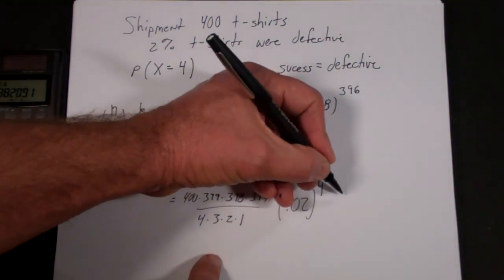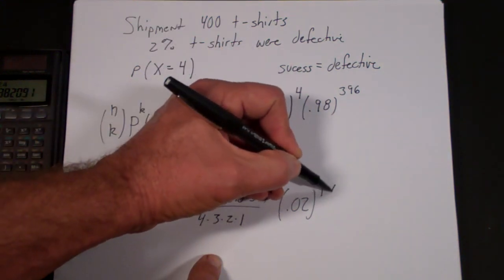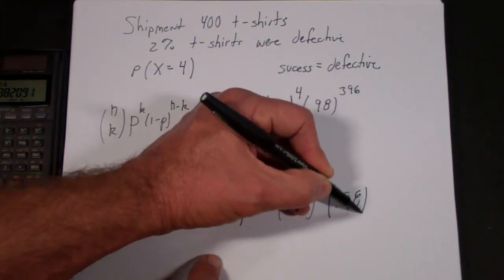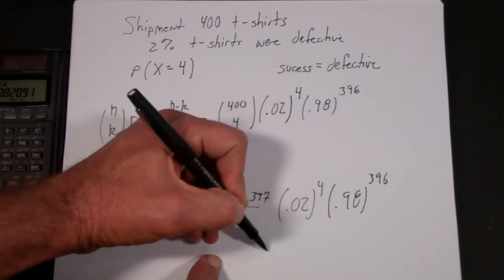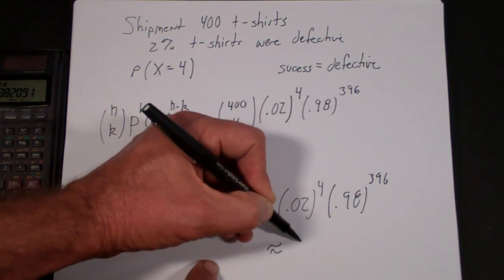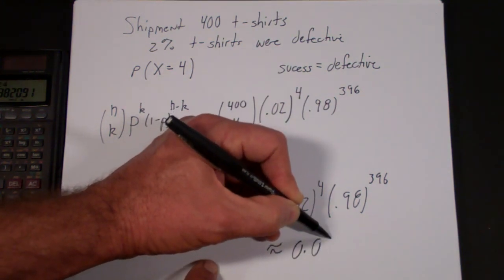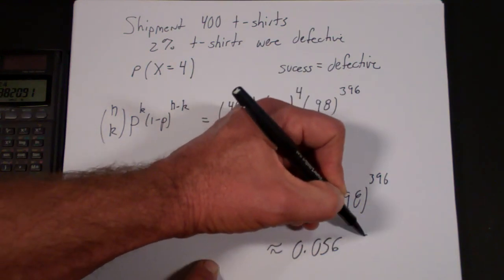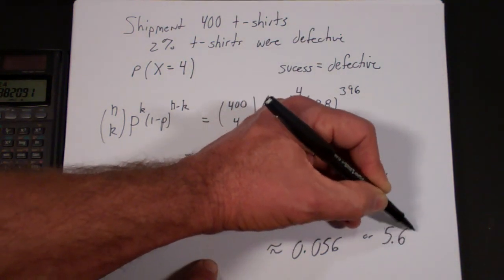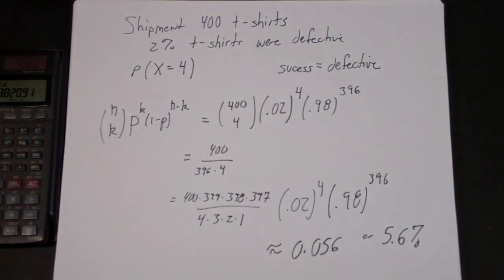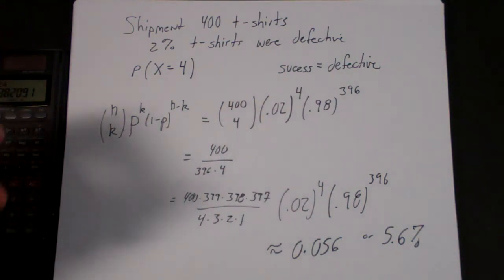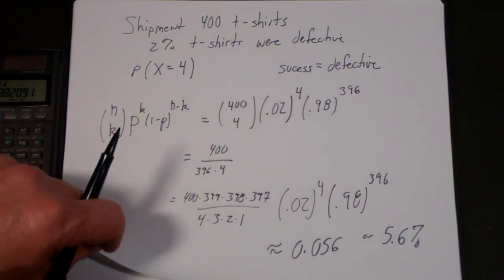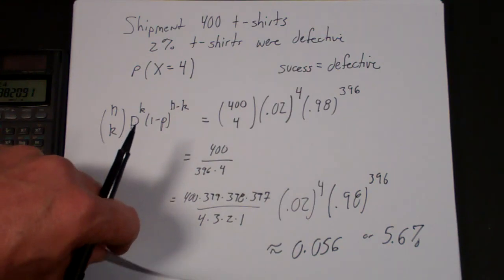And I get approximately, let me go and write this down, approximately 0.056 or 5.6%. And usually you want to calculate this twice just to make sure you don't make a mistake on the math.